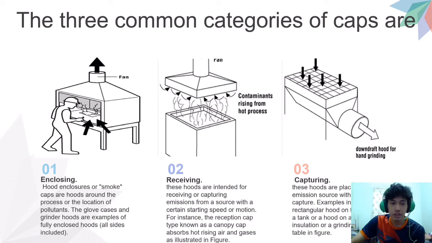So here are the three common categories of hoods. There are three. The first is enclosure. Hood enclosures or smoke hoods are hoods around the process or the location of the pollutant. The glove box and grinder hoods are examples of fully enclosed hoods. So this is the example in the diagram.